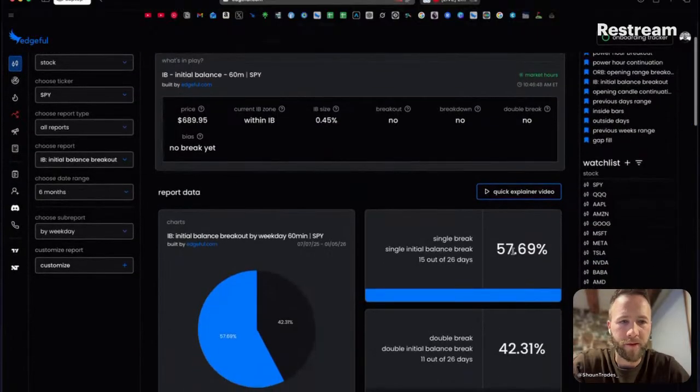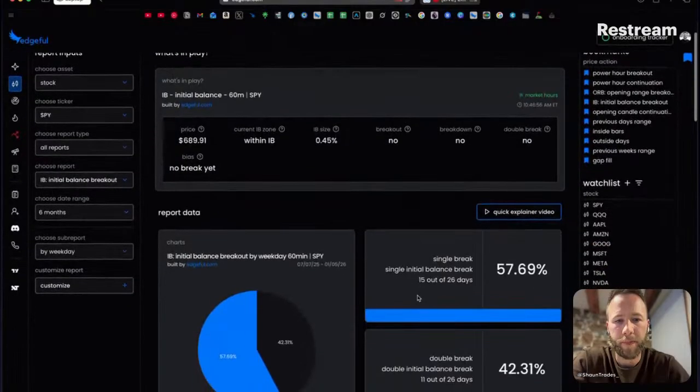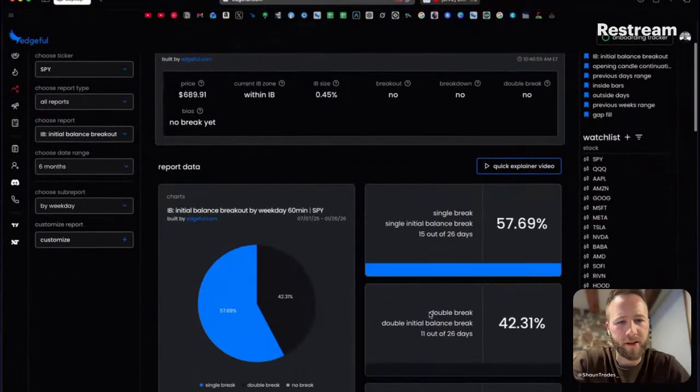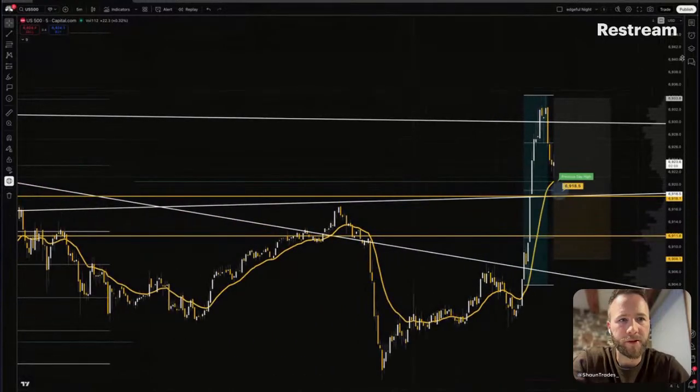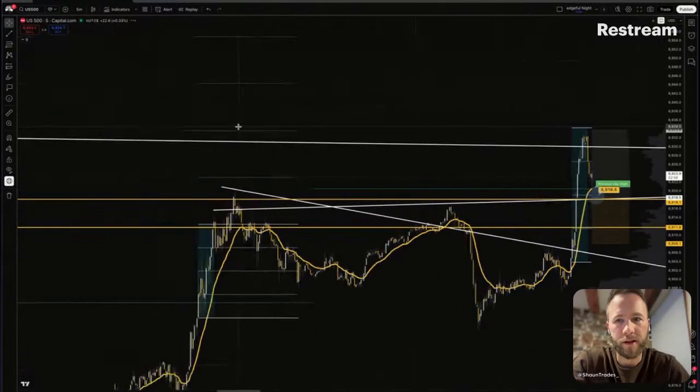But let's have a little look around on the Edgeworld platform, because obviously that's what we're here for. So we're looking for the 57% chance of it breaking, hopefully to the upside, because that's where the momentum is, but of course we may get downside as well. It's quite interesting to see that the double break is so high, but the reason you get that is because of what we can see on the screen here.